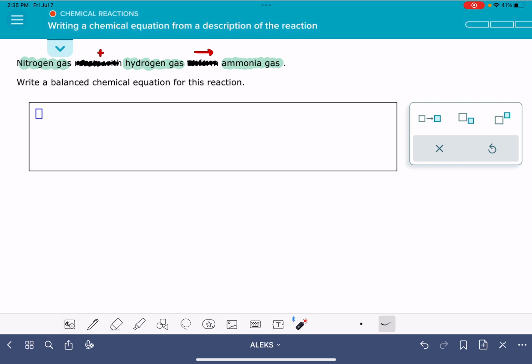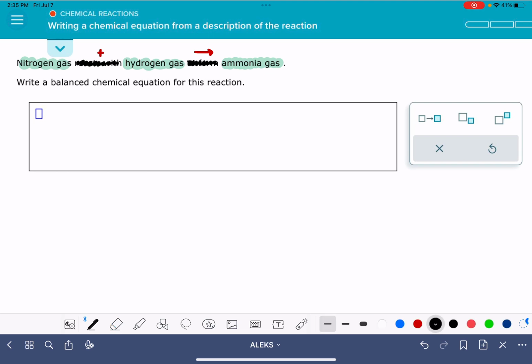And then the second challenge I have in this problem is that I need to figure out what the formulas are for each one of these different substances because ALEKS is not providing it to me. So for most elements, nitrogen and hydrogen are elements. Most elements exist as just a single atom. So for example, like lithium, it just exists as a single lithium atom. But there are a few elements that exist as diatomic molecules. That means two of the atoms combined together.